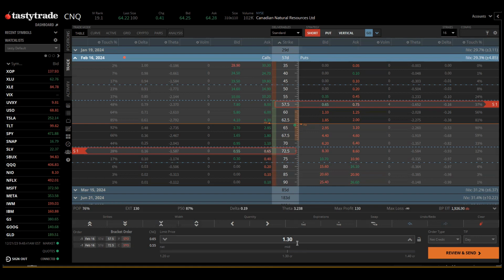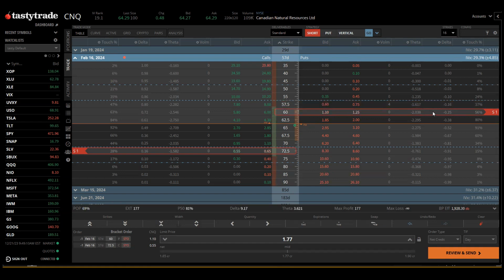And then you want to manage it anywhere from around 25 to 50% profit. However, in this case, because of the way the chart looks, and honestly also because of the way the price of oil has been trading, I just have a slightly bullish undertone to this trade. So instead of selling the 16 delta put, I'm going to sell the 25.